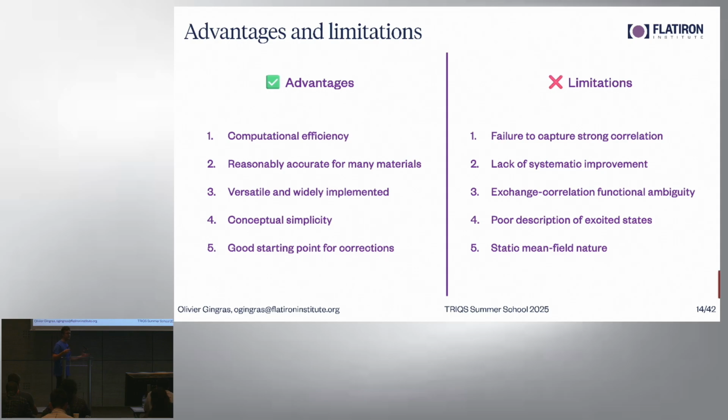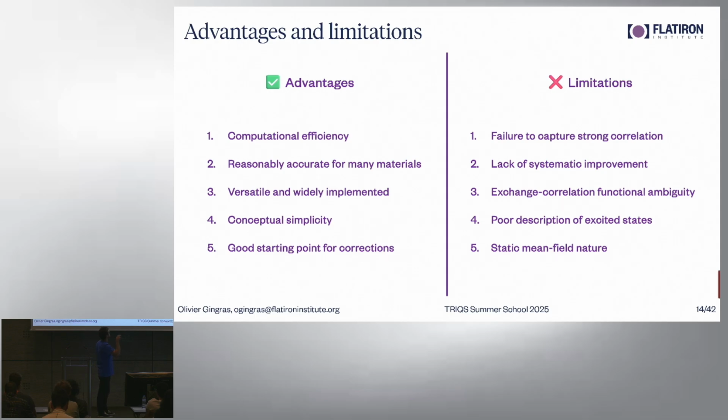You can change basis. You can apply it to molecules, to crystals. And there are a lot of codes that do that, well-established, all tested. Conceptually, it's simple, like having an energy that depends on the density. I think it's a fairly easy thing to grasp. And it's a good starting point, in particular for correlations, that's what we do. We start from DFT, and we add the correlations that are missing from the approximation.